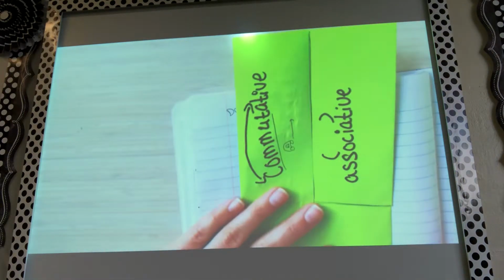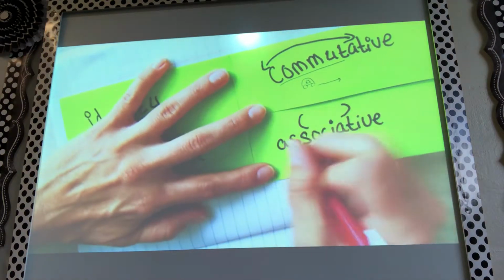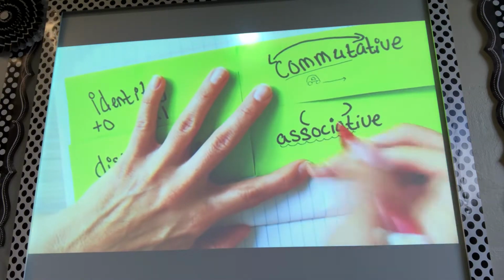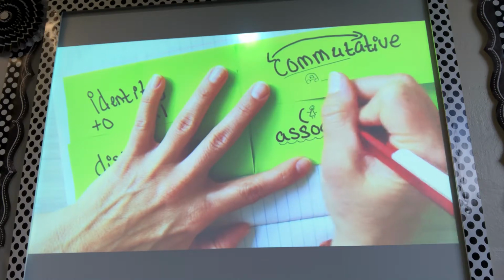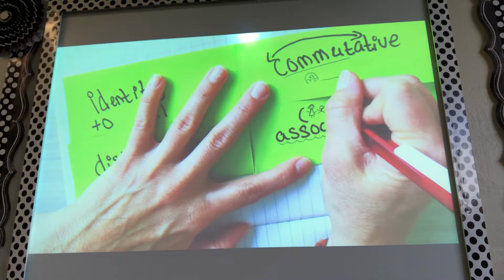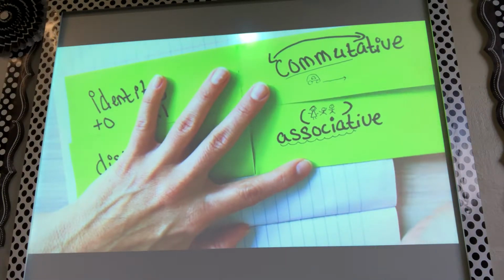Now, my next one is the associative property. And the associative property reminds me of who you associate with. It's your grouping. Like, I know, my drawings are so good, it's okay. Your friends that you hang out with, that's who you associate with. Those are your friends. So those are your associates.